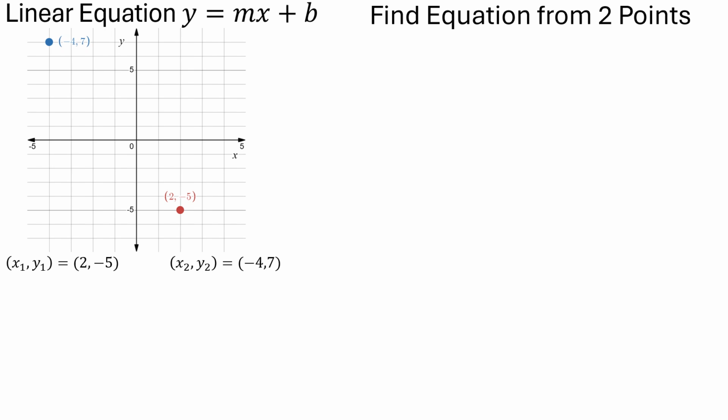We're going to take a look at two practice problems where we give you 2 points and we want to determine what the linear equation is. So essentially solve for the slope and solve for the y-intercept. Okay, so here we have point 1, x equals 2, y equals -5. And here we have point 2, x is -4, y is 7.